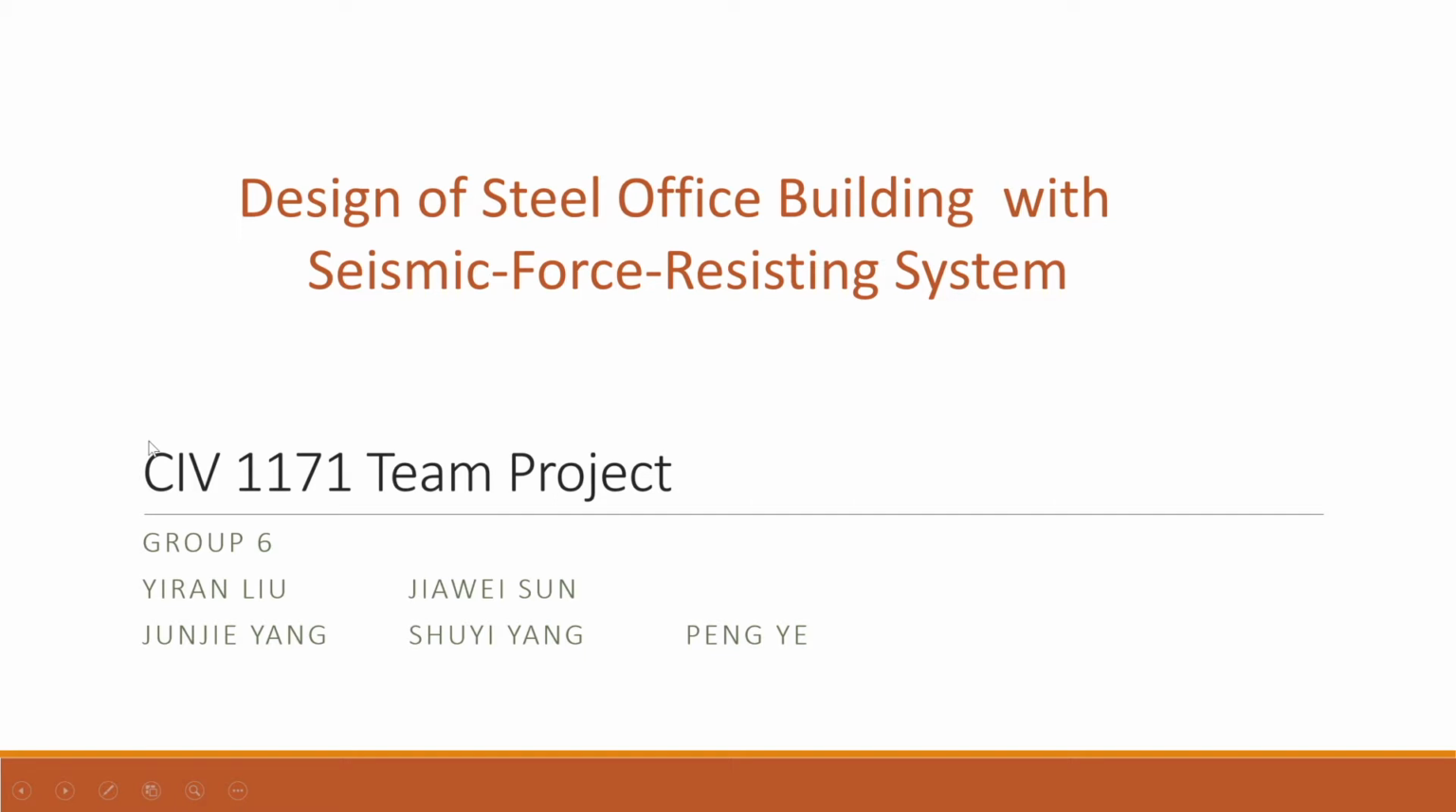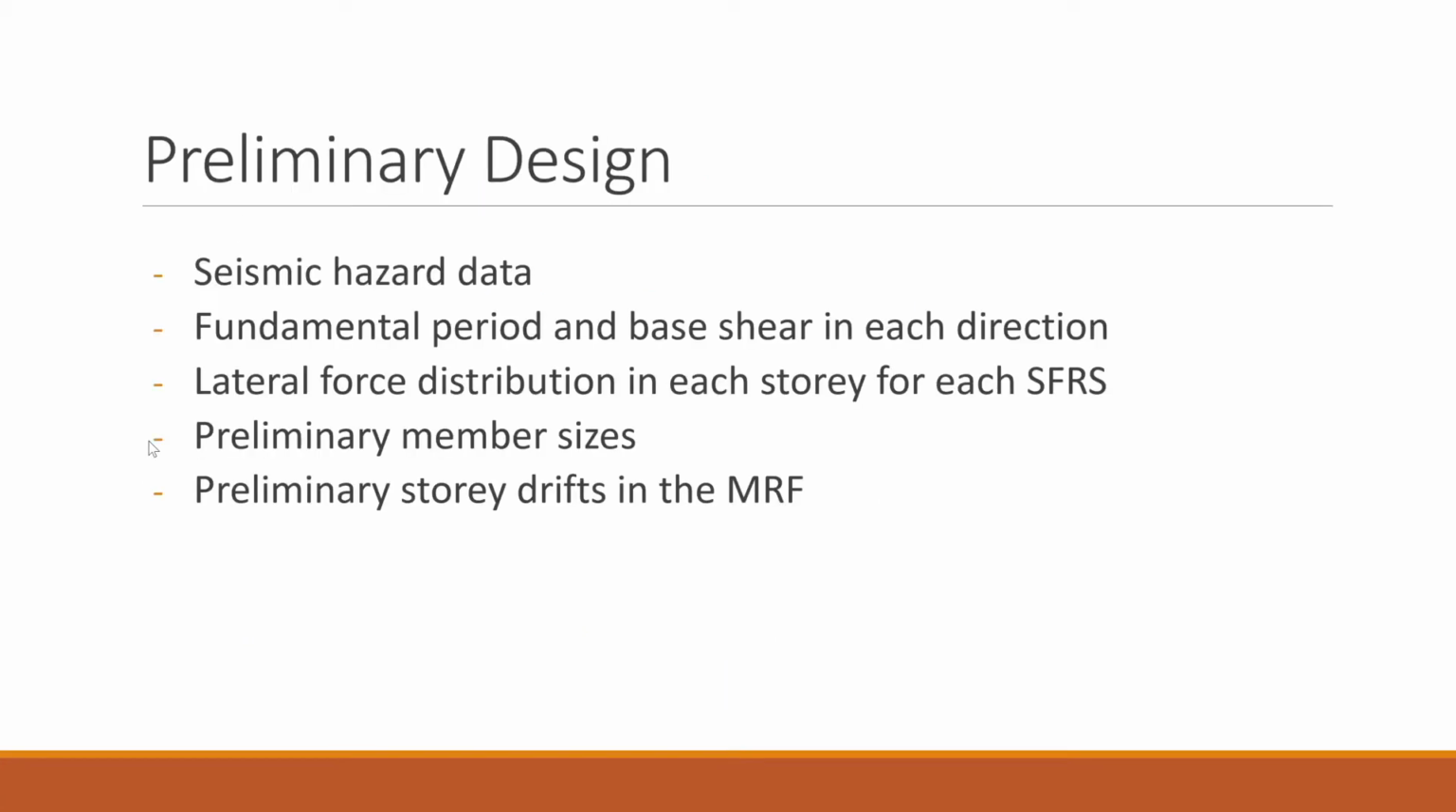Today we are going to introduce our design of a steel office building with a seismic force resisting system located in Vancouver, BC. Two types of SFRS will be used in the X and Y directions. They are BRBF and MRF. Preliminary design was conducted firstly through the equivalent static force method. 5 key results will be introduced next, covering the whole process.